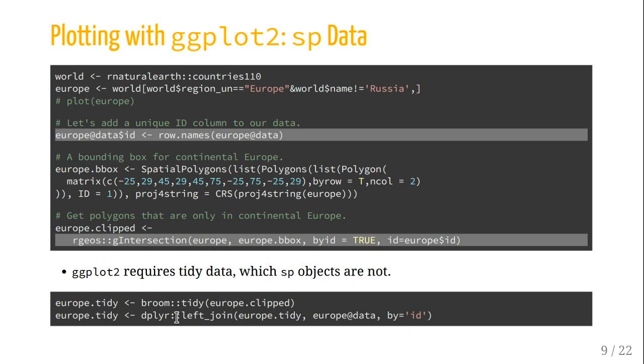If you miss any of these steps, or if this ID that you added was not unique, it completely blows up and your charts are so off that you'll wonder what is happening. So yeah, these are important things that you need to do whenever you're working with sp objects that you want to plot with ggplot2.